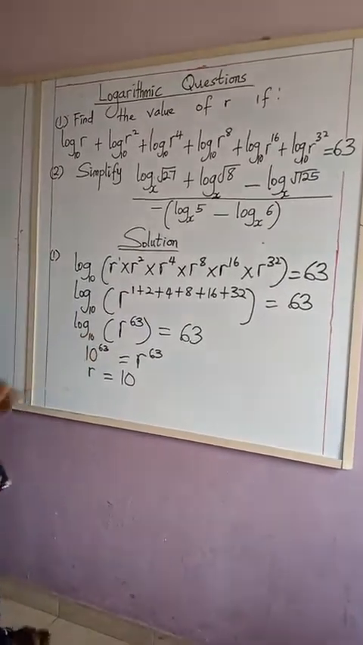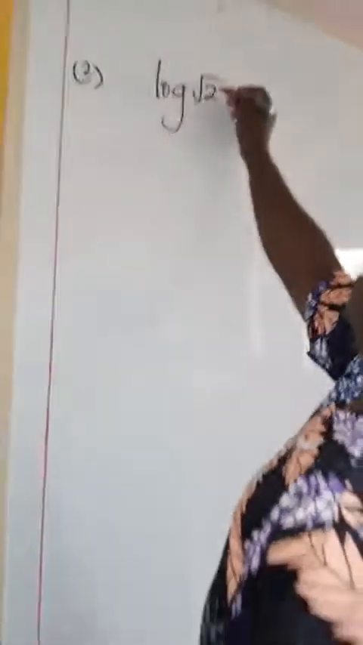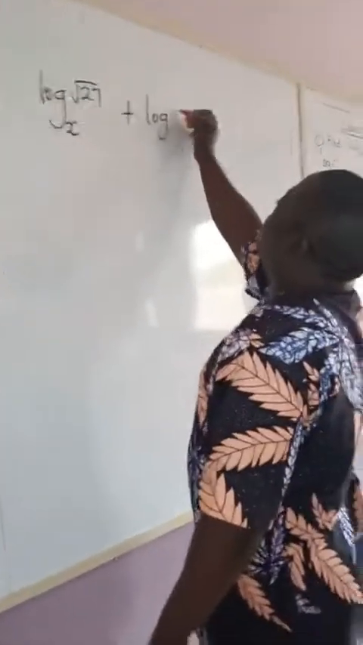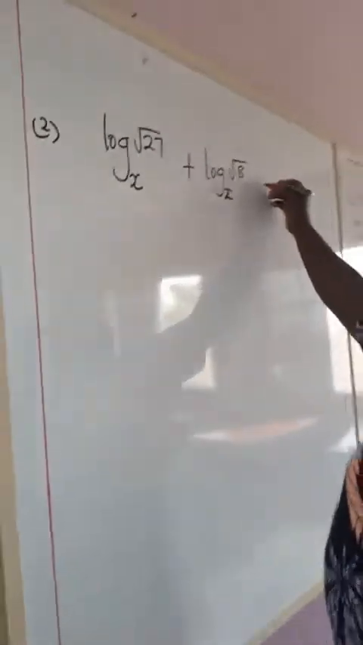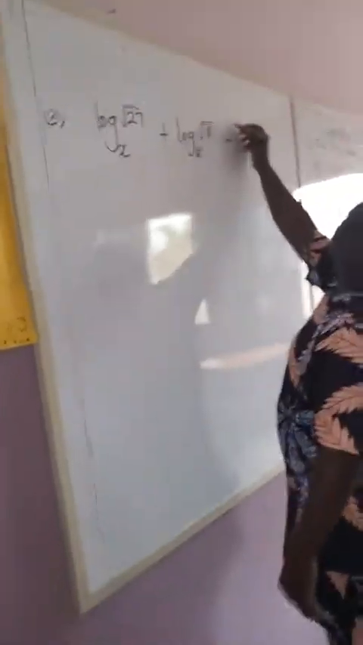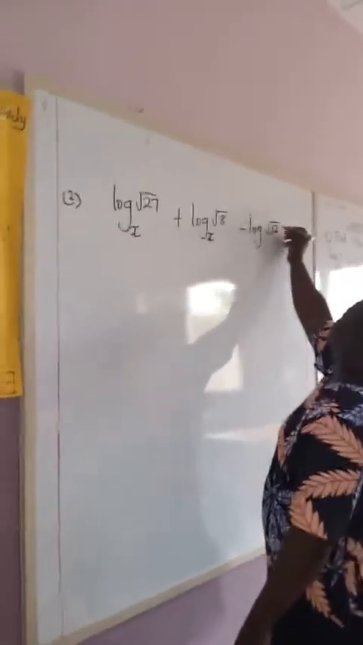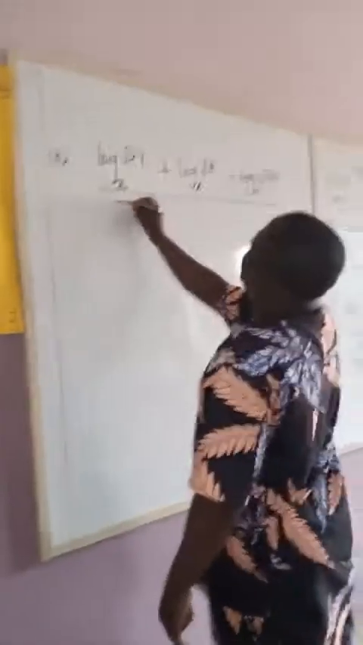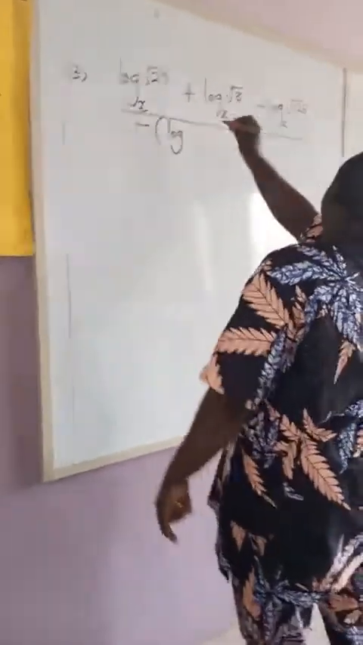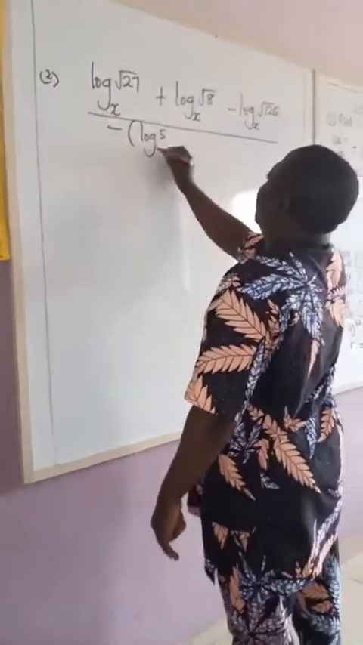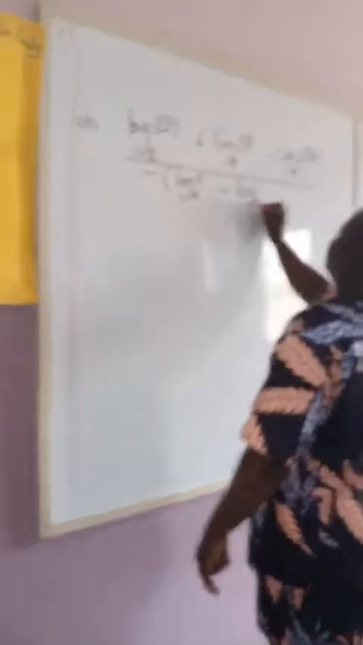Now, question number 2. Logarithm of root 27 in base x plus logarithm of root 8 in base x minus logarithm of root 125 in base x, all over minus open bracket logarithm of 5 in base x minus logarithm of 6 in base x.